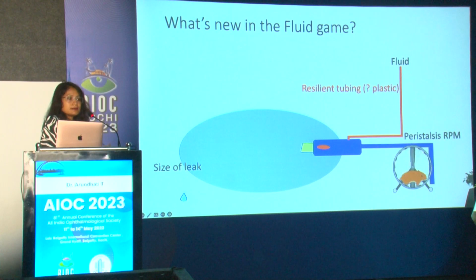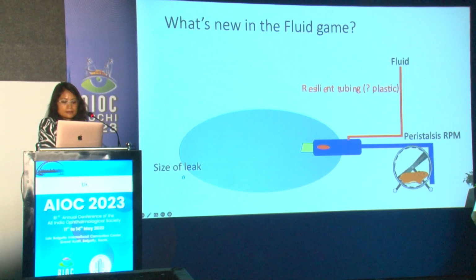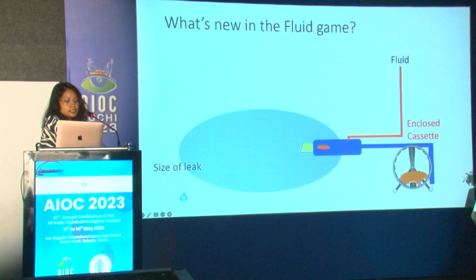Second, replacing the rubber tubes, which are very malleable and compressible, with silicone tubes. Rubber tubes are considered very malleable and compliant, so any fluctuation in those rubber tubes can be transmitted easily into the anterior chamber, thereby affecting its stability. Third, there are machines which have an enclosed peristaltic pump in the cassette, and these are found to be very effective in controlling and dictating the fluidics in the anterior chamber in a more precise way.